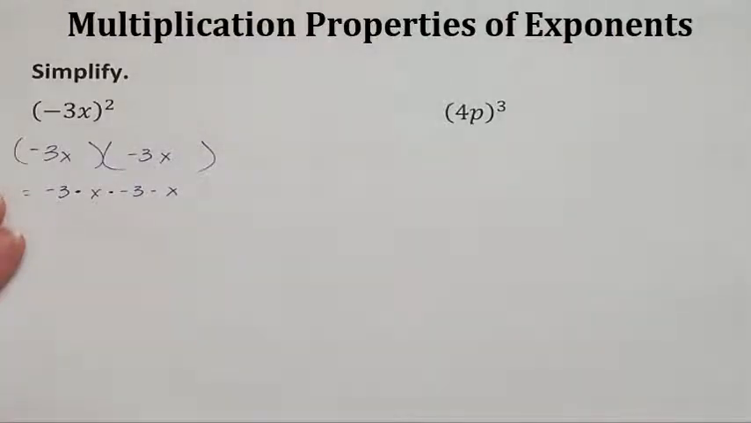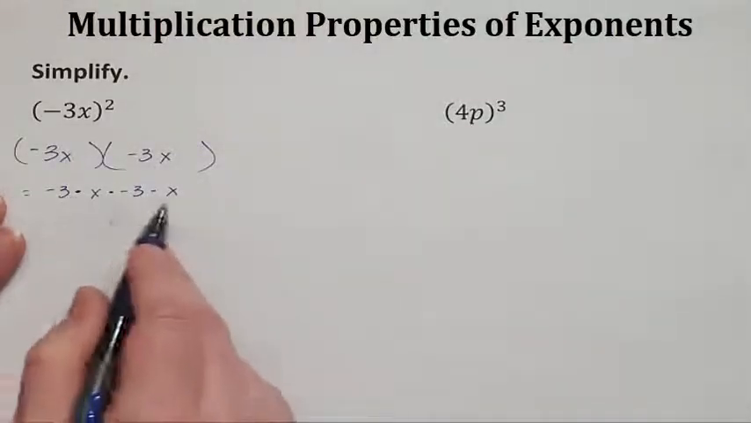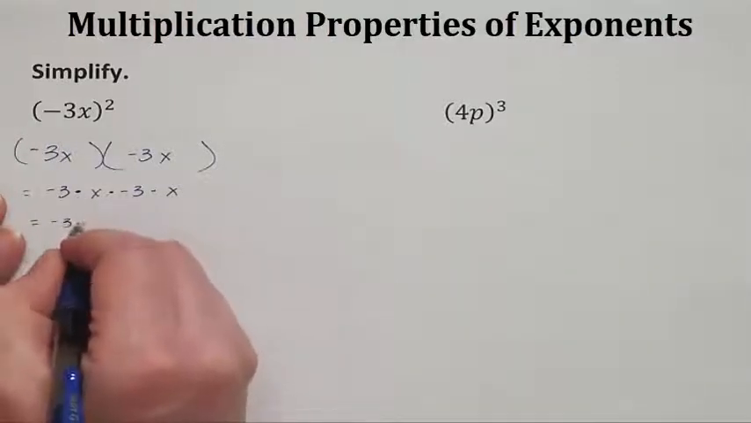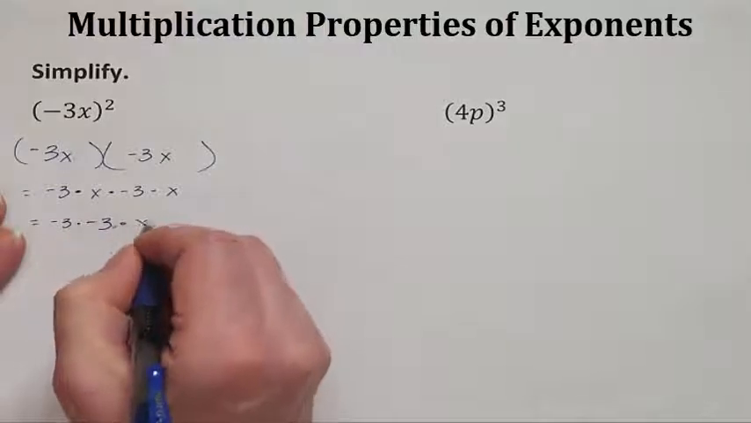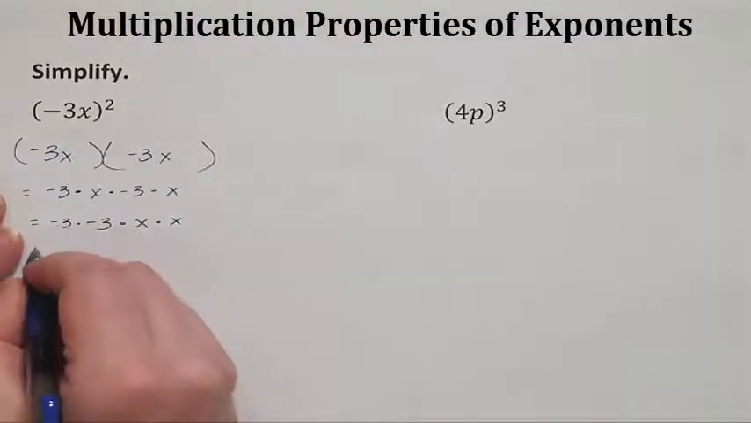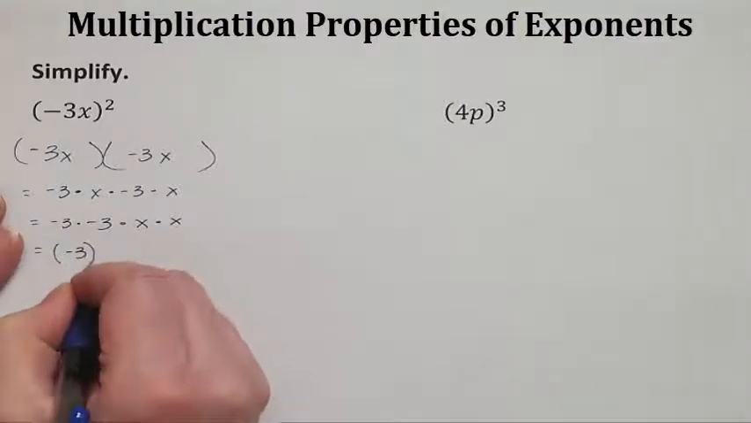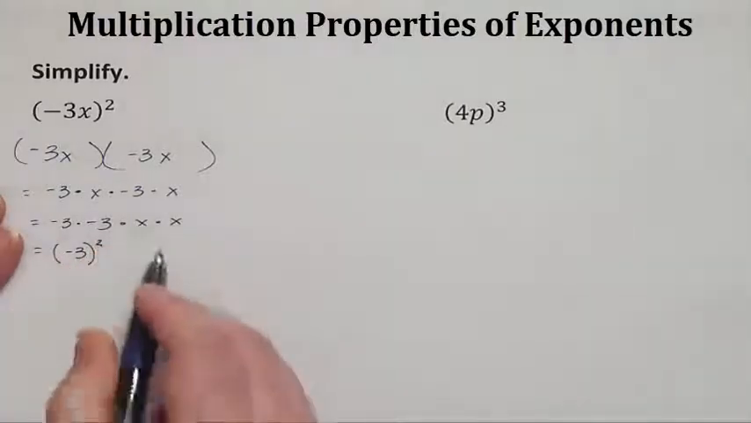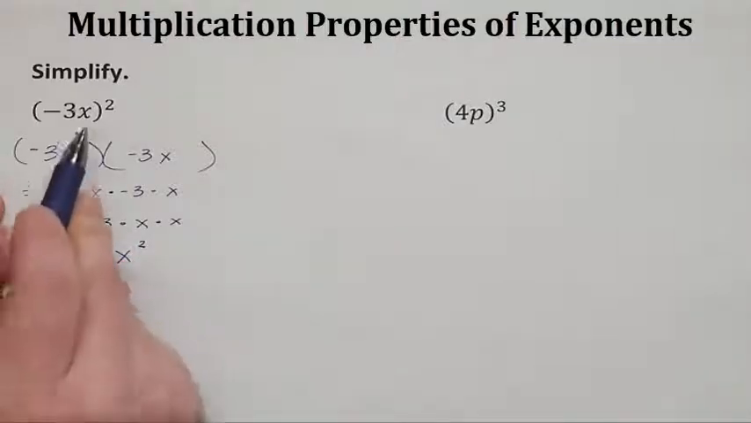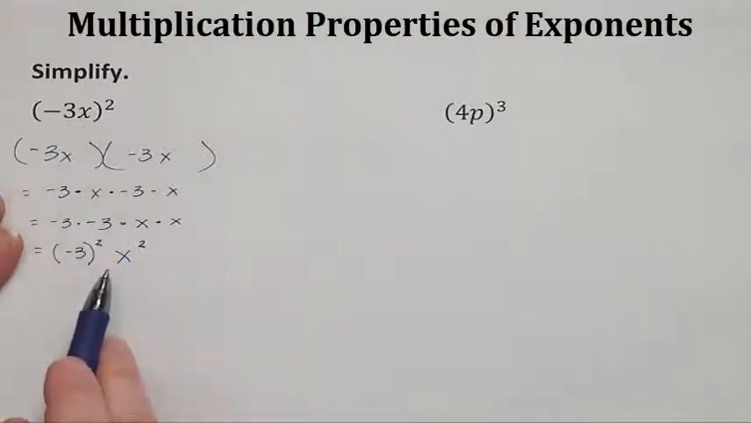Well, because of the associative and the commutative properties, I know that I can rearrange multiplication. So I'm going to put the negative 3's right next to each other, and I'm going to put the x's right next to each other. So looking at this, I can see that I actually multiplied that entire negative 3 twice, and I can see that I multiplied this x twice. Well, how would we have gotten from there to here?